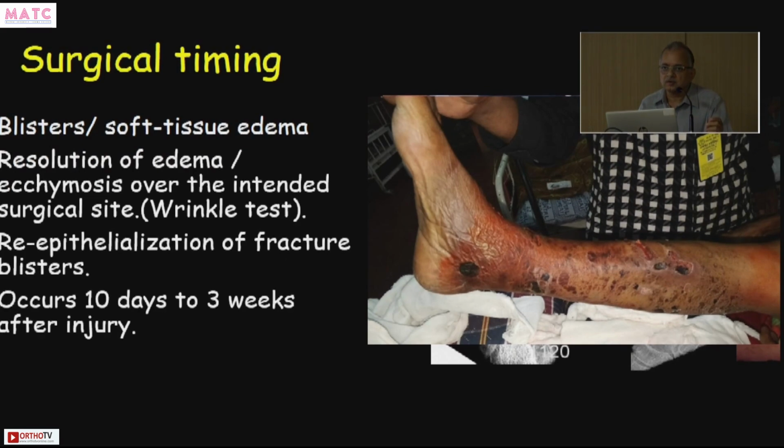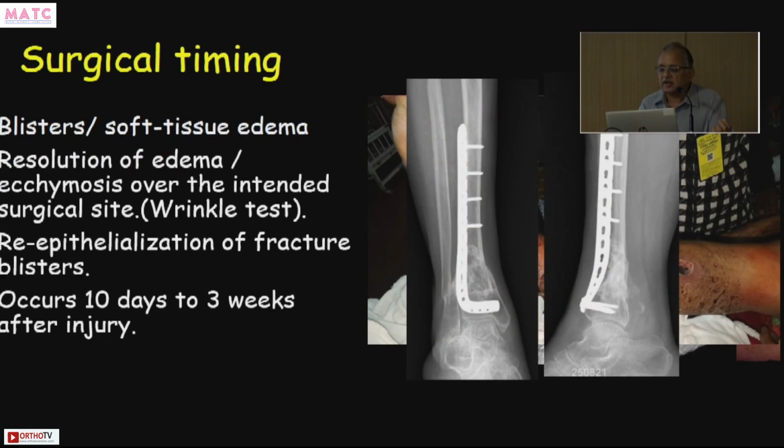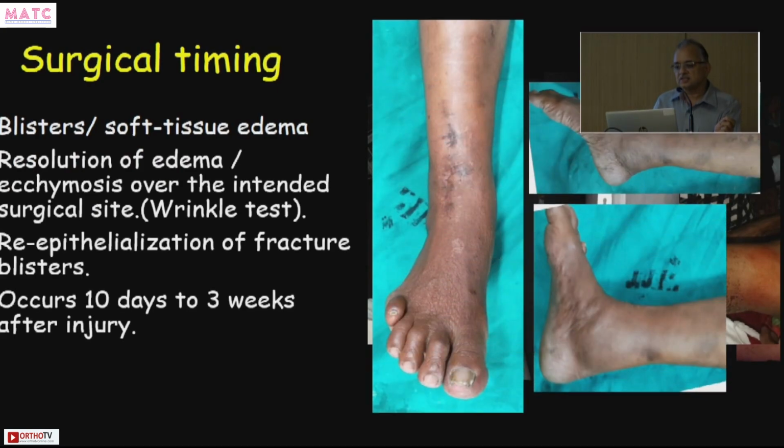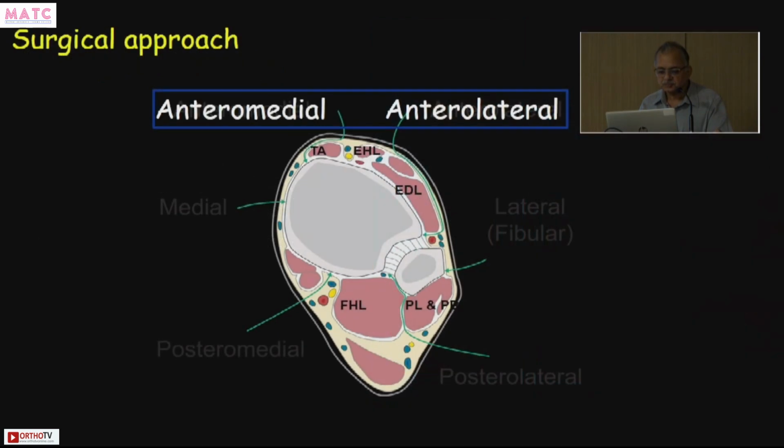It takes about 2 to 3 weeks depending on what type of blisters they are. If they are serous, it is early. If they are hemorrhagic, you have to wait for more than 2 weeks, and at the end you will get a result wherein the fracture has aligned, there is a good alignment, there is no infection, there is no wound dehiscence, and it has healed perfectly with good range of movement.